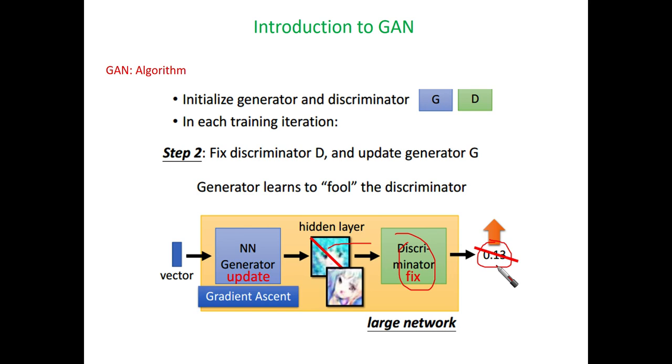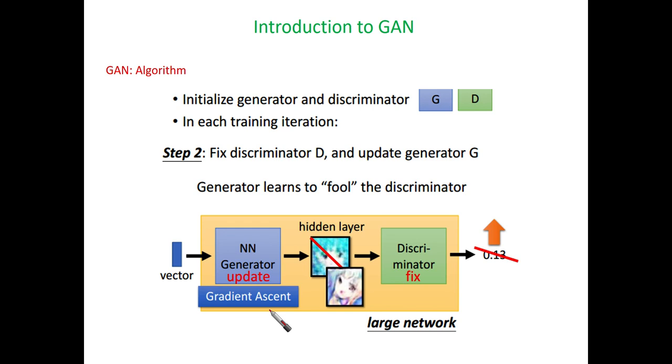Let's say 0.13. Now the generator knows that the discriminator's output is 0.13, which is very low, but the generator knows that this output should be very high. If the discriminator thinks my image is a real image, then the generator wants this value to be large. So because it is a low value, the generator changes its parameters so that it will generate a higher quality image.